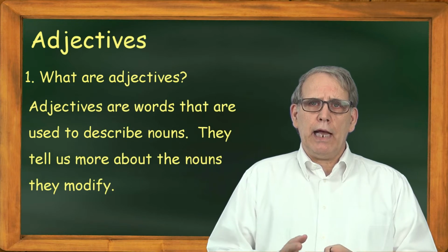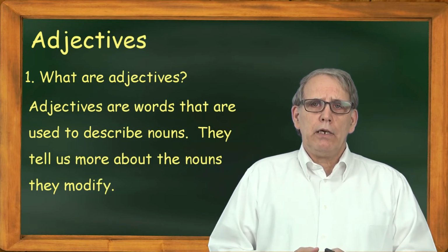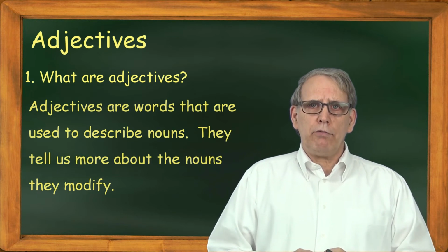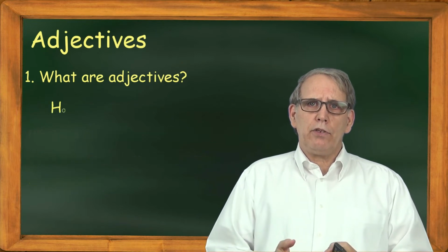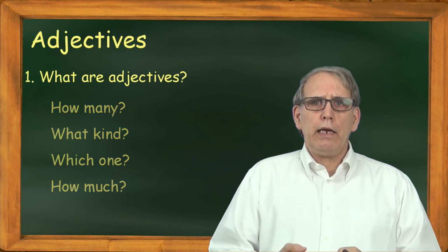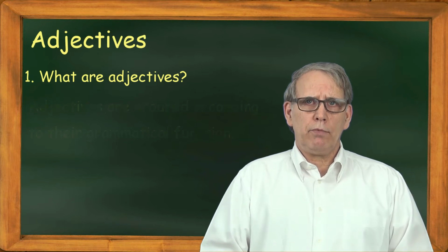Today we're talking about adjectives. Adjectives are words that are used to describe nouns. In other words, they tell us more about the nouns that they modify. They give us additional information. Adjectives answer the questions, how many, what kind, which one, and how much. Adjectives are grouped according to the grammatical function.